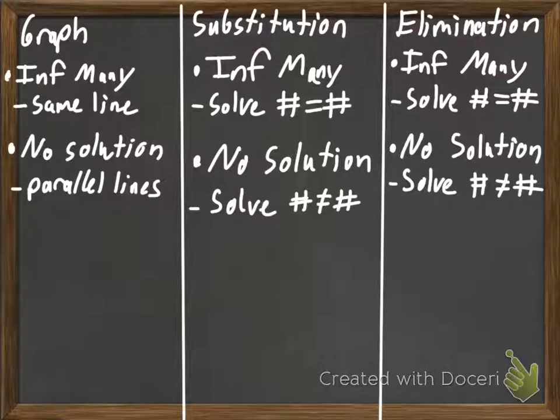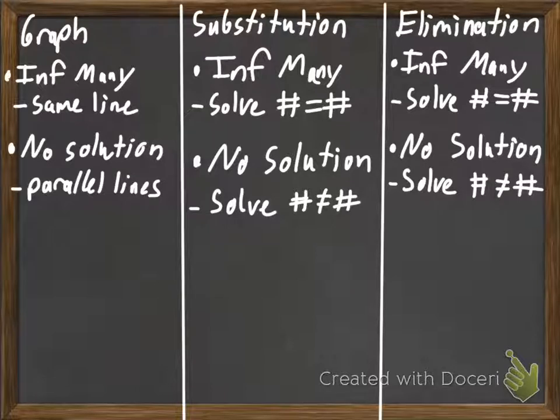Substitution. It's infinitely many solutions if, as you're solving for your x or your y, you wind up with something that says number equals number, and it's the same number. If those numbers are equal, infinitely many solutions. It's no solution if, when you're solving for the x and the y, you come up with something that says a number and a number do not equal each other. So if we get two numbers on each side of the equal sign that don't equal, no solution.